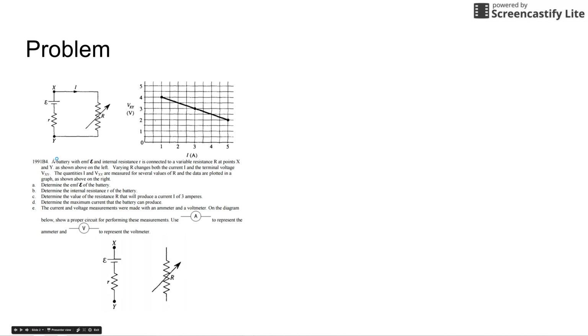So the first question asks to determine the EMF of the battery, and A and B are going to go hand in hand because we use both of them to determine the same thing. So B says determine the internal resistance of the battery.